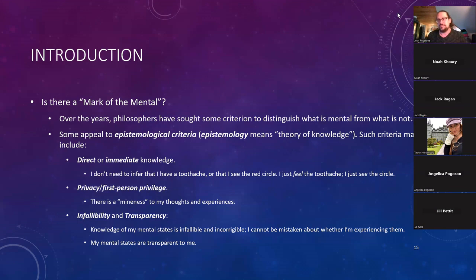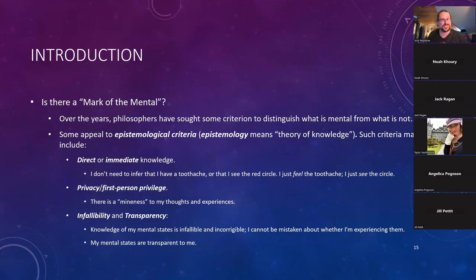Epistemic criteria that might serve as the mark of the mental might include something like direct or immediate knowledge. Think about it like this. If you have a toothache, you don't need to infer that you have a toothache. You don't have to think about whether you have a toothache or not. You just feel it. So you know you have a toothache. Your tooth hurts, you know you have a toothache. You cannot be mistaken about that.